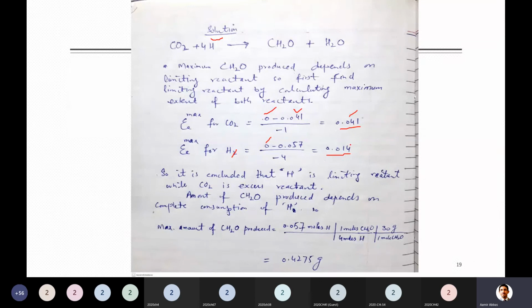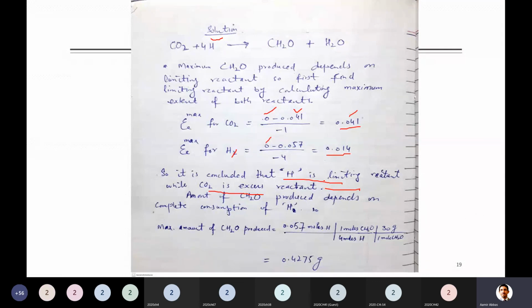So which one is the smaller here? Hydrogen. The one with the smaller maximum extent is considered the limiting reactant, as you studied. So here hydrogen is the limiting reactant and carbon dioxide is the excess reactant. Up to here it's clear? Yes, sir.